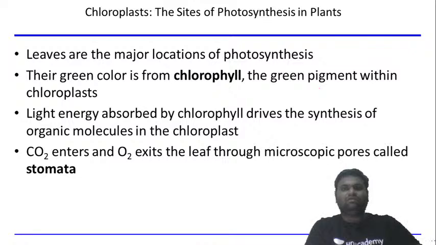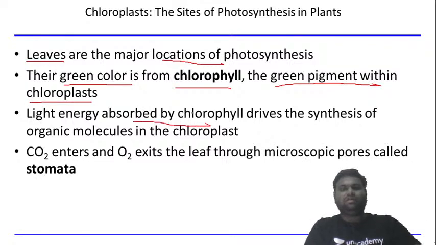Chloroplasts are the sites of photosynthesis in plants. Leaves are the major locations of photosynthesis. जैसा कि हम लोग को पता है कि green color is from the chlorophyll, and the green pigment is within the chloroplast. So light energy absorbed by the chlorophyll drives the synthesis of organic molecules in the chloroplast. CO2 enters and O2 exits the leaf through microscopic pores called stomata.